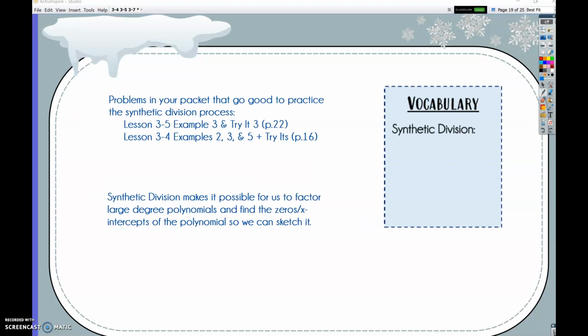Here are some examples in the packets that can help you practice synthetic division, and that helps us find the zeros. That's why we need synthetic division.